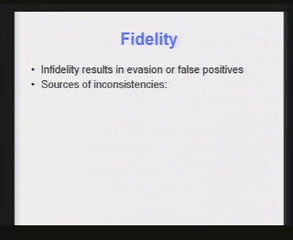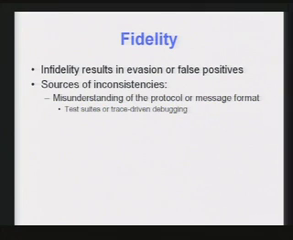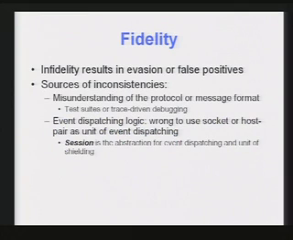Infidelity will result in either attackers evading the detection, or false positives, resulting in disruptions in the services. So there are a number of sources of inconsistencies. Basically, the protocol or message format can be misunderstood by the policy author. We can address that through debugging or tests, like trace-driven debugging, or using the existing protocol test suites. And secondly, the event dispatching logic could be inconsistent.